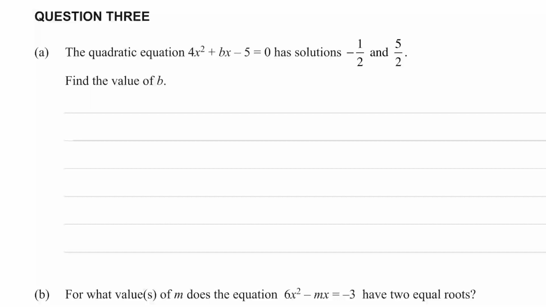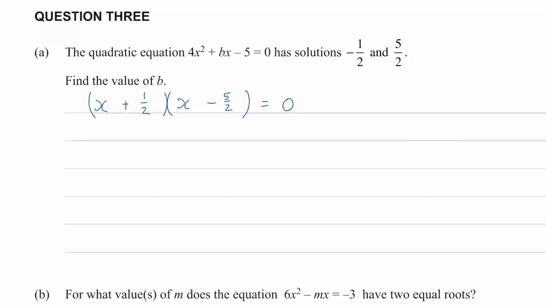Alright, so we know it has solutions of negative a half and 5 over 2. So if we put it in its factorized form, instead of negative a half, we'd add a half, and instead of plus 5 over 2, we'd minus 5 over 2, like so, and that must equal 0.